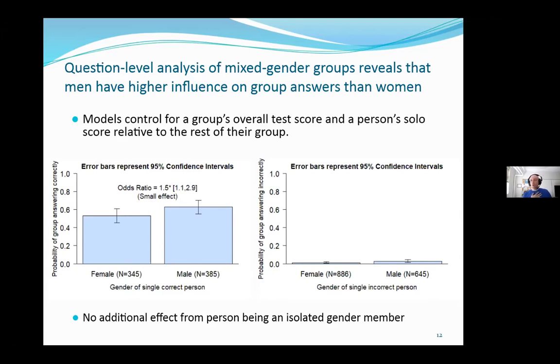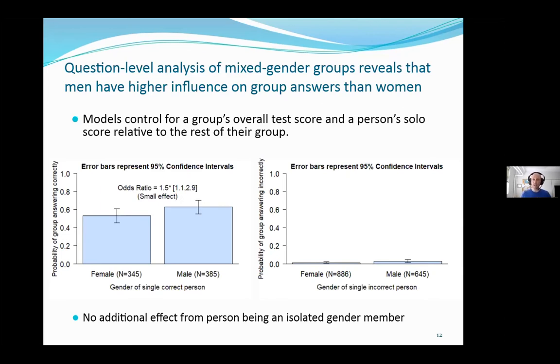Once we isolated the mixed gender groups, we looked at groups where only one person had the correct answer. And then we said, if this person was a man or a woman, how likely was it that they were able to get the group to follow their answer and actually answer correctly? And you can see that, broadly speaking, it's in the 50 to 60% range that if only one person is correct, they're able to bring the whole group along for their answer. That's great news in terms of how group exams work.